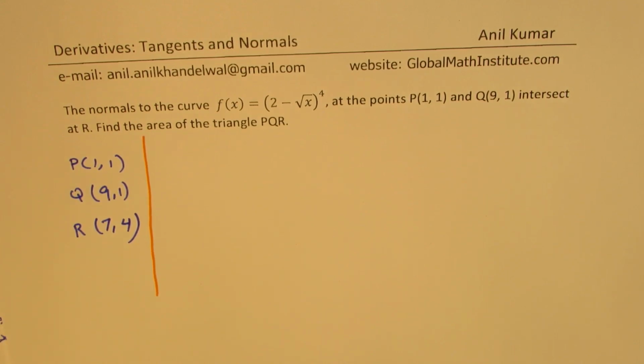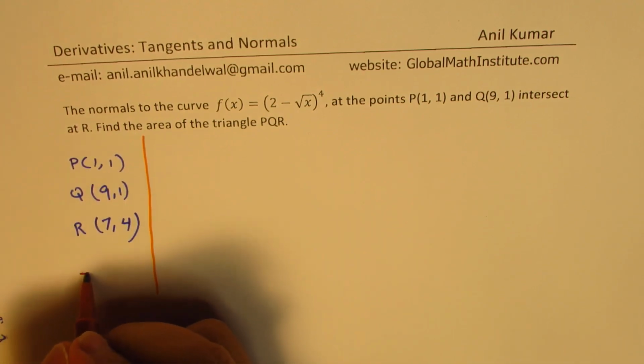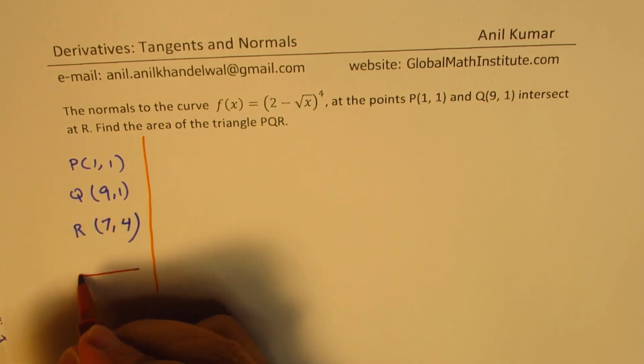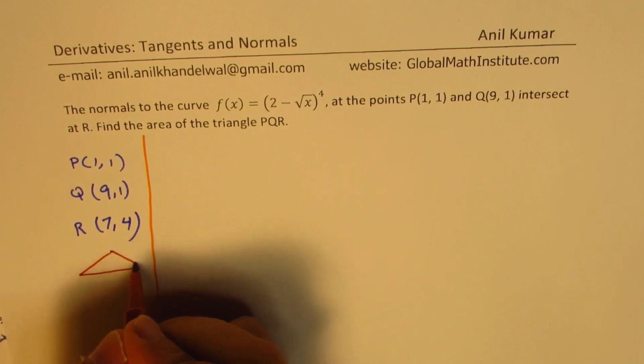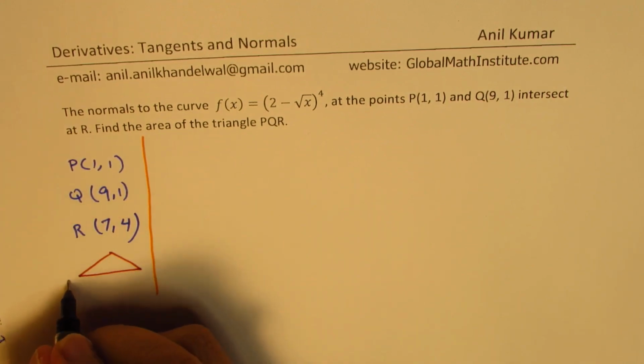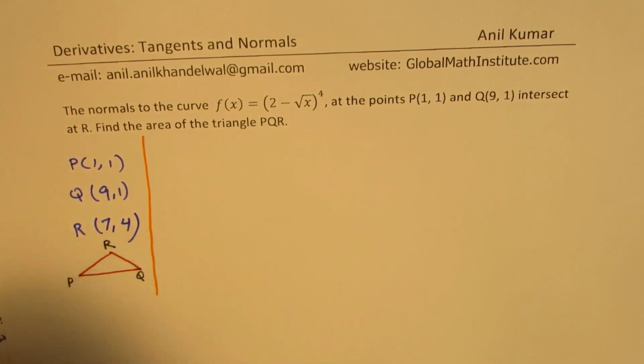So if you want to sketch this triangle, it might look something like this, right? So we have 1, 1, so it is kind of a horizontal line, and 7, 4, somewhere in between. So that becomes the triangle where this point is P, this point is Q, and that is R for us. Correct?